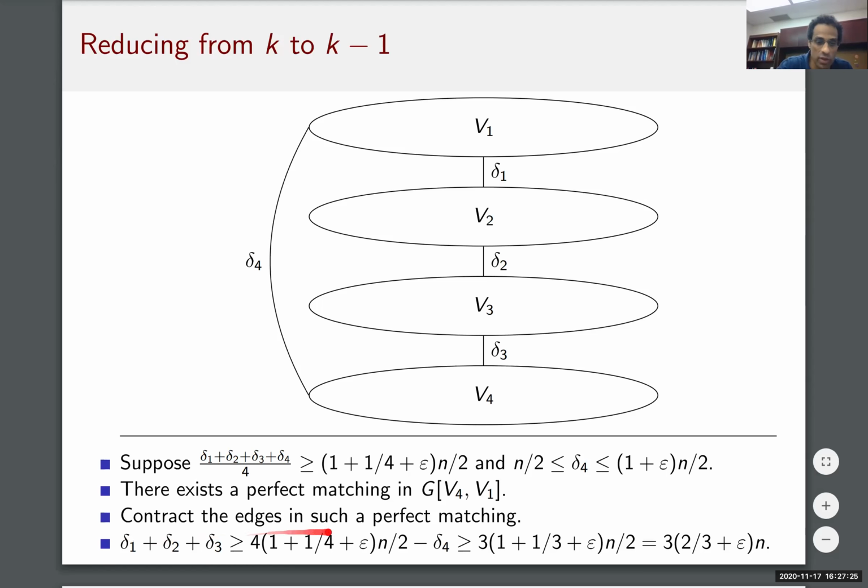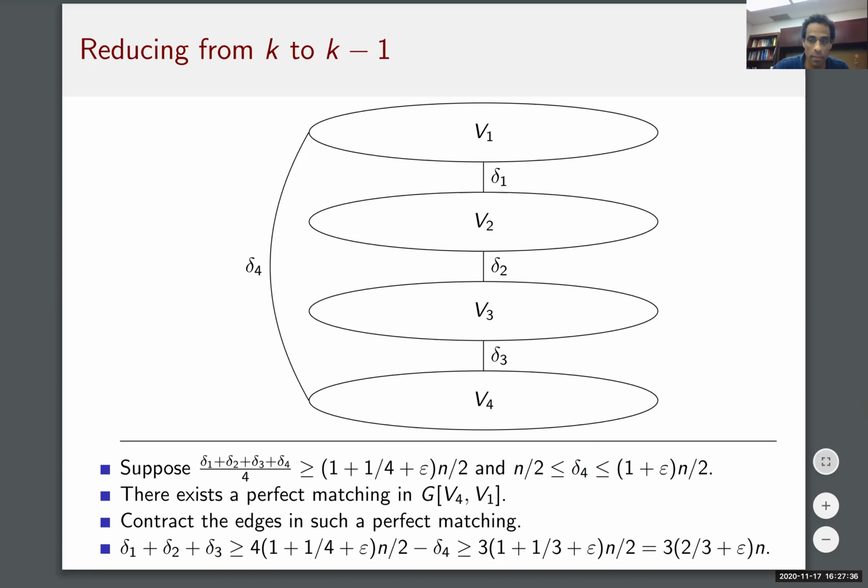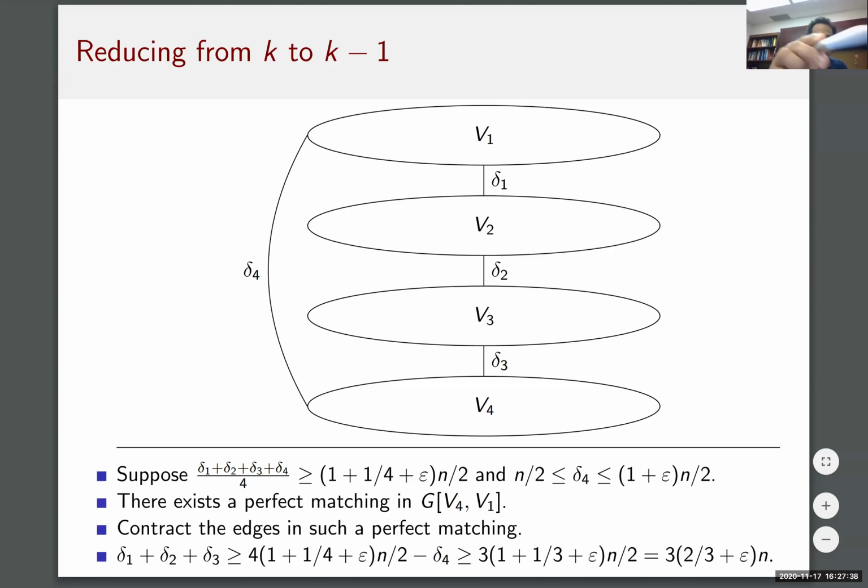But now, if you do this computation, you'll see that delta 1 and delta 2 and delta 3 have the right average minimum degree for the k equals 3 case. So we've reduced it from the k case to the k minus 1 case. You could do this if k was something larger, like 10: you could keep doing this for all the small minimum degree conditions, if there were only 3 large ones, and then you'd have only 3 left, and then you could apply our result.